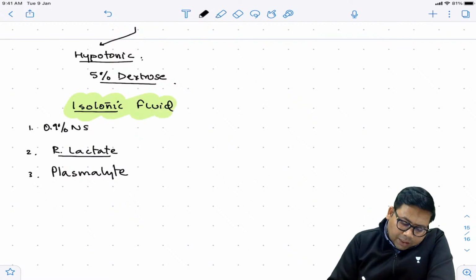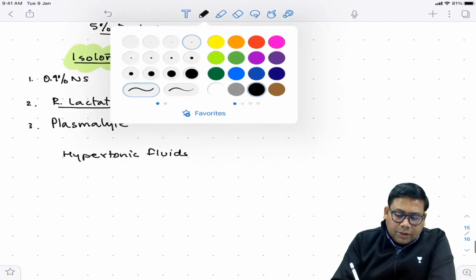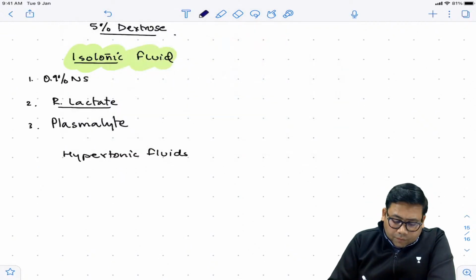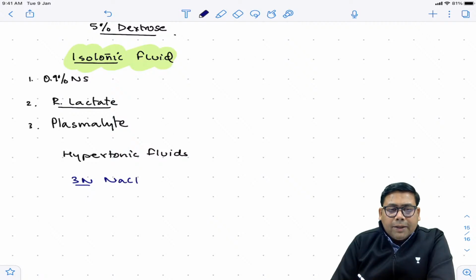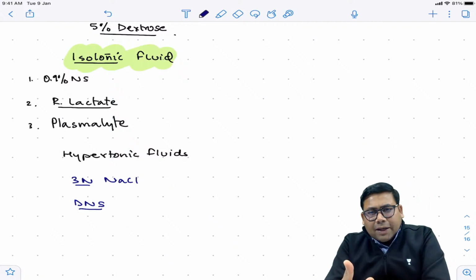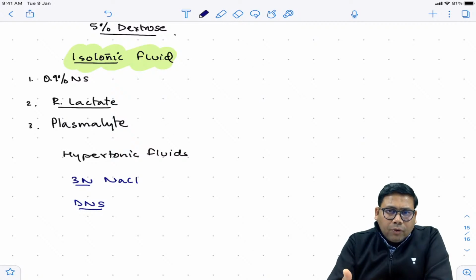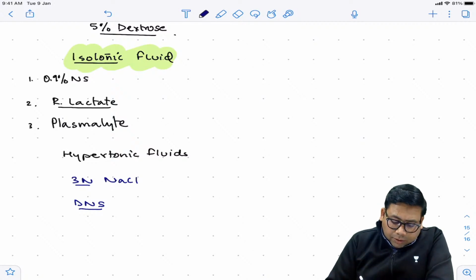Then we have the hypertonic fluids. When we talk about the hypertonic fluids, what are the important things that we need to understand here? We have 3% NaCl, point number 1. Then we have the DNS, dextrose plus normal saline, so 5% dextrose along with normal saline. And the third in this category, which is again very important, is Darrow's solution.